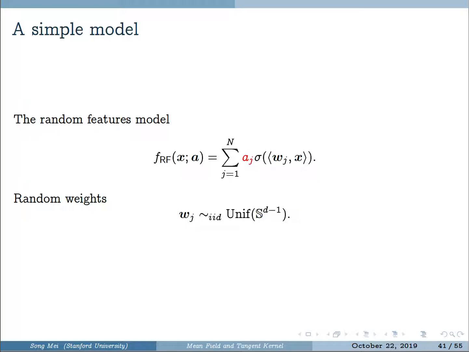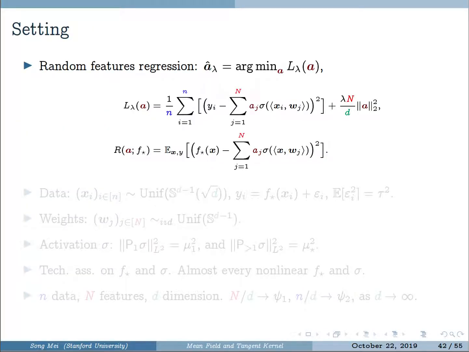So the full description of the setting is the following. We consider the random features regression and minimize the training error with some regularization of the coefficients A. We penalize the 2 norm of A squared. And then we get the minimum of the training error. We get A hat lambda, and we measure the test error of this minimizer. And there are many notations in these two expressions. Let me parse these notations one by one.